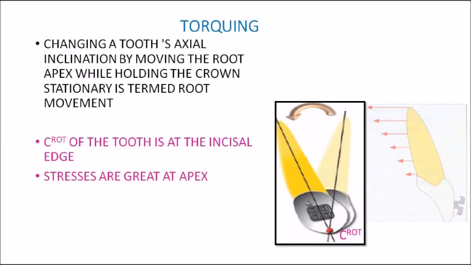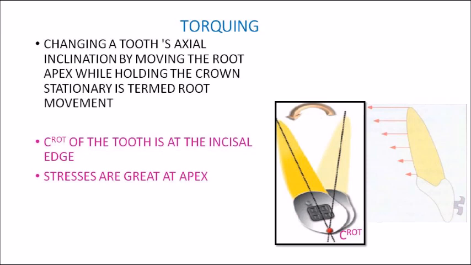Now after tipping, the next tooth movement we are discussing is torquing or root movement. So in root movement, the tooth's axial inclination is changed by moving only the root, whereas the crown is kept stationary. So it is called torquing or root movement because only the root is changing its position, whereas the crown is almost remaining stationary. So here the center of rotation is at the incisal edge. And please look at the picture on the right side. You can see the stress diagram.